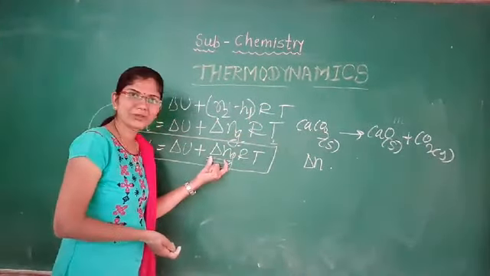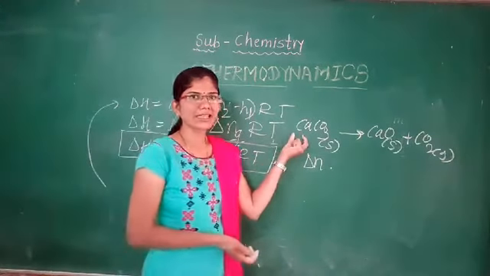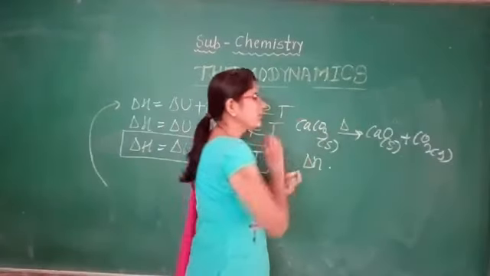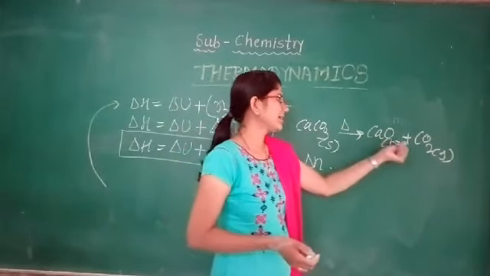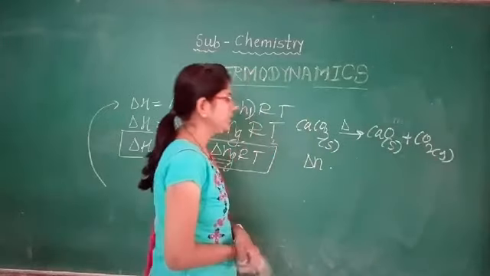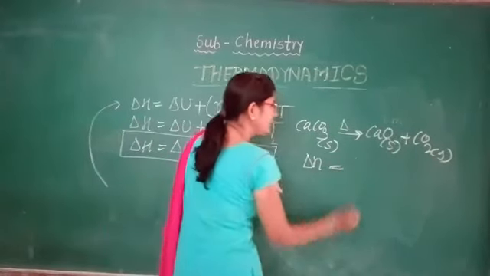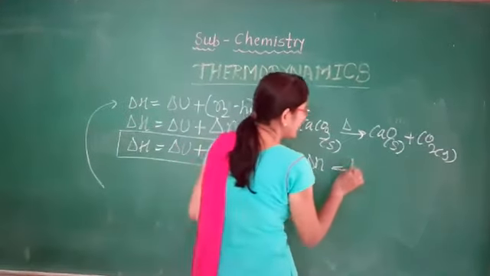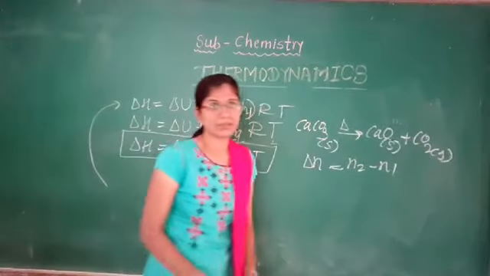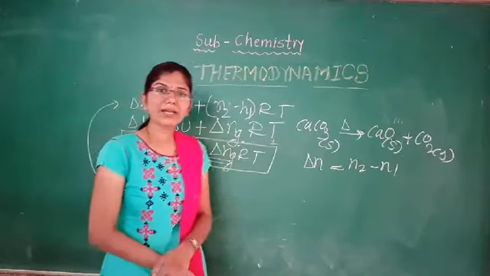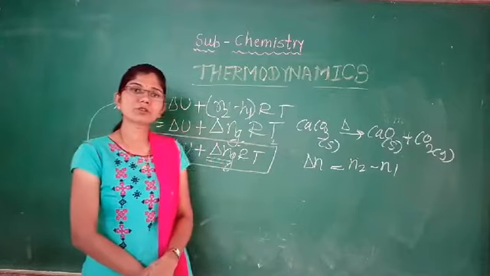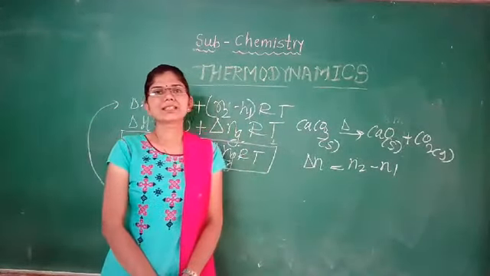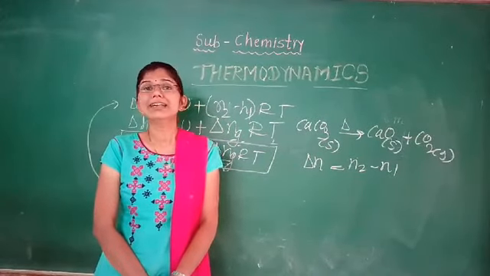Here I will explain with an example how to calculate the number of moles. For example, here we have calcium carbonate, which on decomposition gives calcium oxide plus carbon dioxide, and therefore here if we calculate the number of moles for this simple chemical reaction then we have a formula N2 minus N1. But always remember, what is meant by N2? N2 is the number of moles of gaseous products. What is meant by N1? N1 is the number of moles of gaseous reactants.